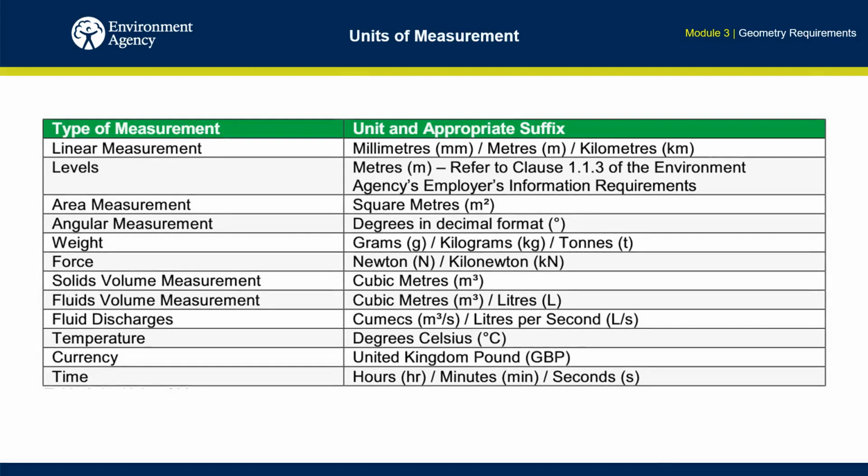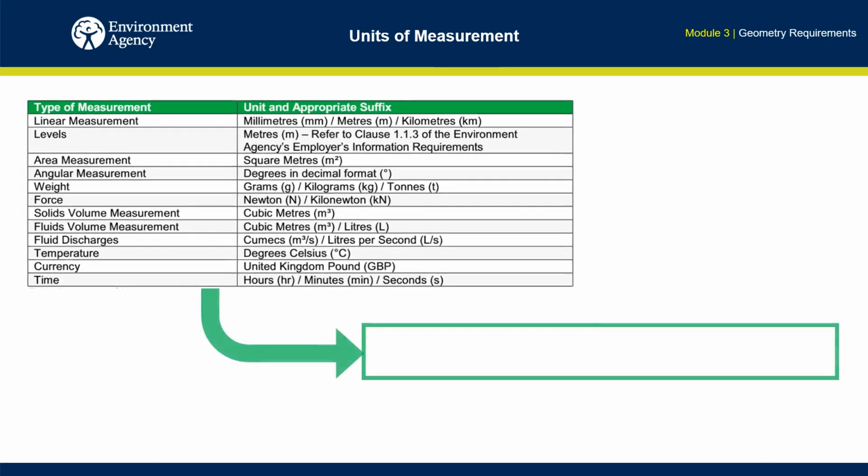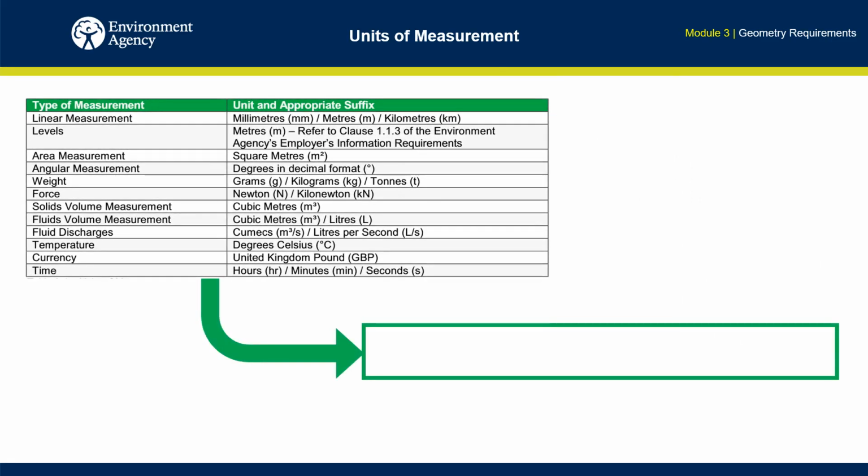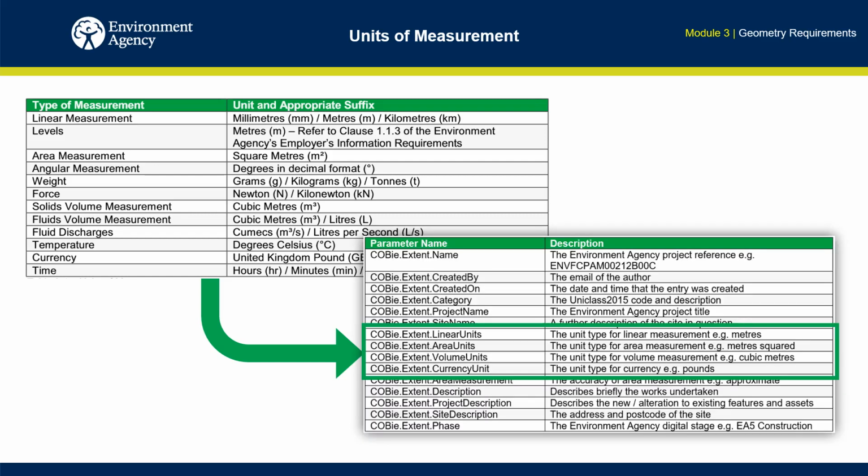To ensure that all graphical models align with each other in the Asset Information Model, the CAD and Object Standards specify the units of measurement that should be used. These are confirmed within the Project Information Parameters table within the drawing file, which provides information for the GeoCobie datasheets.